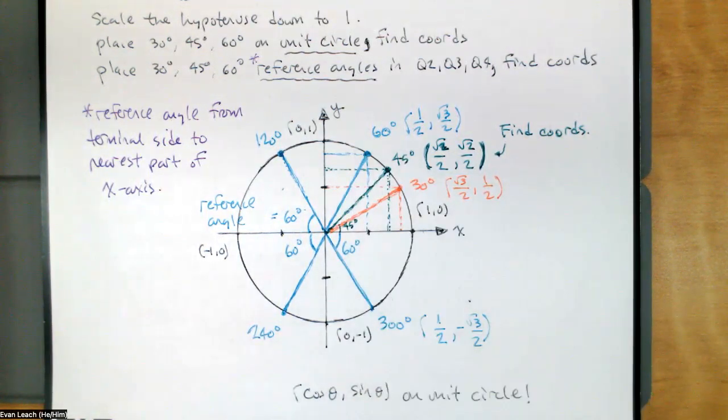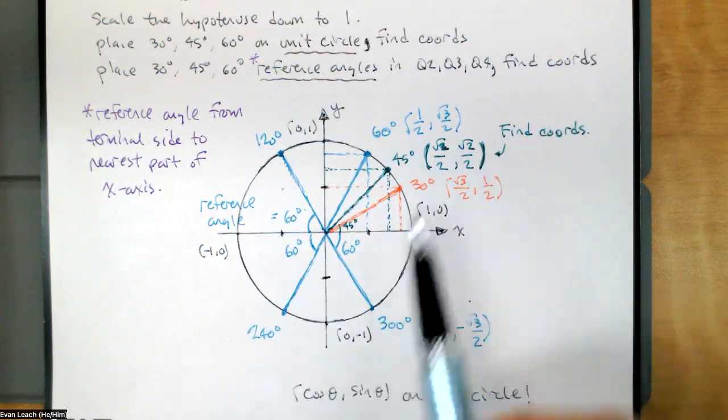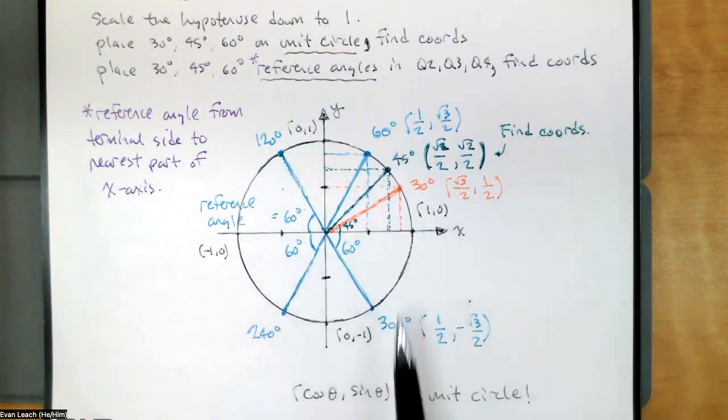So let's take these 3 angles and put them in all 4 quadrants, figure out what the angle measure is between 0 and 360, and figure out the coordinates.